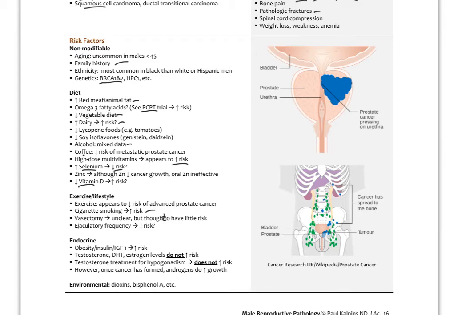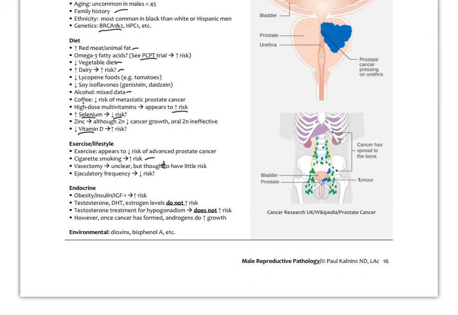Different endocrine factors might increase the risk. So obesity, insulin resistance, we think are associated with increased risk. Now, testosterone, dihydrotestosterone, estrogen levels do not increase risk, and testosterone replacement for hypogonadism also doesn't increase risk. But once cancer has formed, androgens do increase the growth of prostate cancer. So we don't think these hormones cause prostate cancer. In fact, low levels might increase the risk, but definitely if there's cancer, giving testosterone will increase the cancer growth and spread. So we have to be very careful about that.